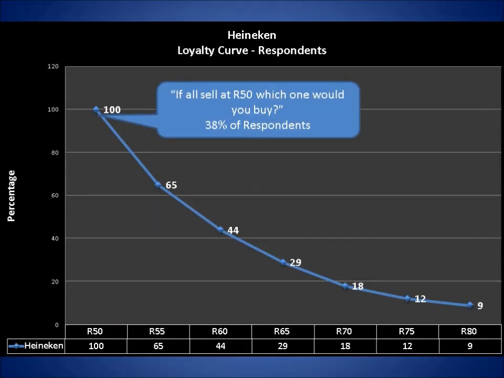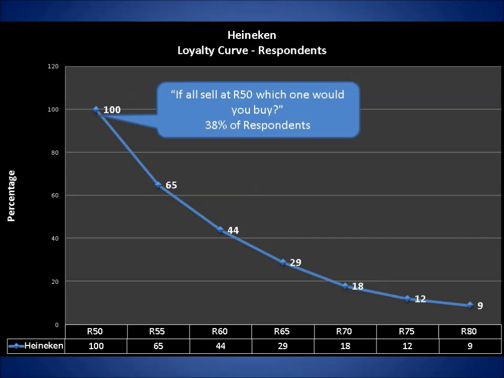Let's now go to loyalty curve. I showed you demand curves before. Loyalty curve is slightly different. We say if all sell at 50 Rand, which one would you buy? We said that 38% of the respondents said they would. Now let's index that at 100%. And we then look at, of those, how many remain loyal when the Heineken price goes up to 55 Rand, goes up to 60 Rand, etc. And you'll see how fast it loses these people that were loyal at 50 Rand. Well, not loyal. What they were is they preferred Heineken when all the brands were selling at 50 Rand.